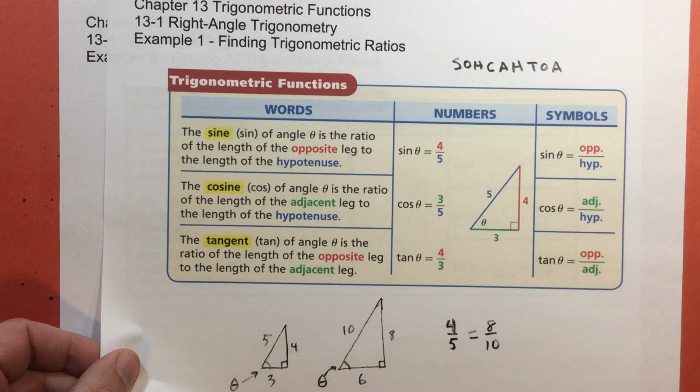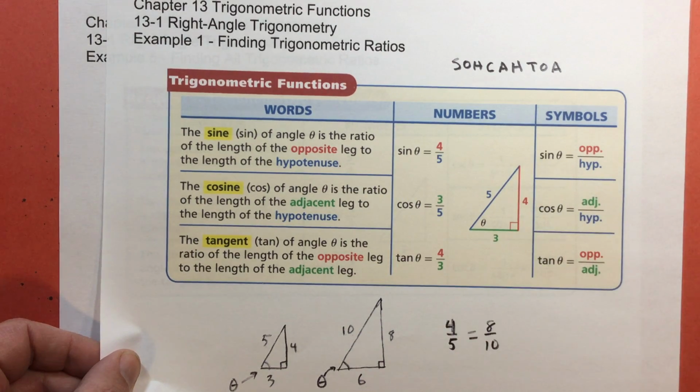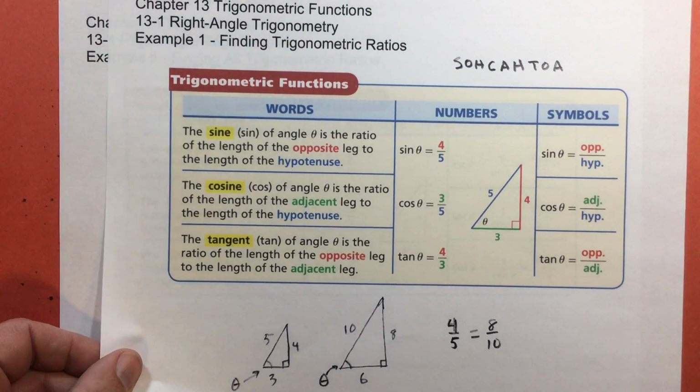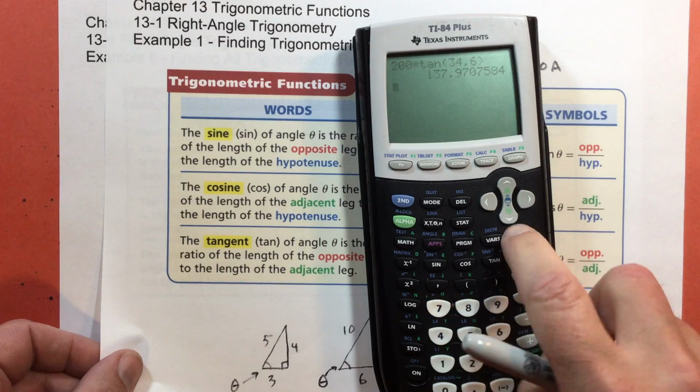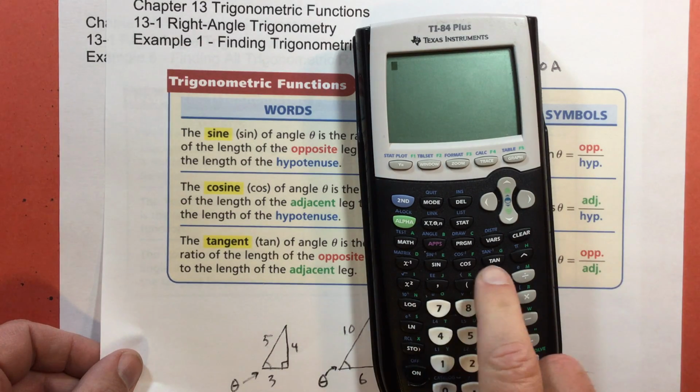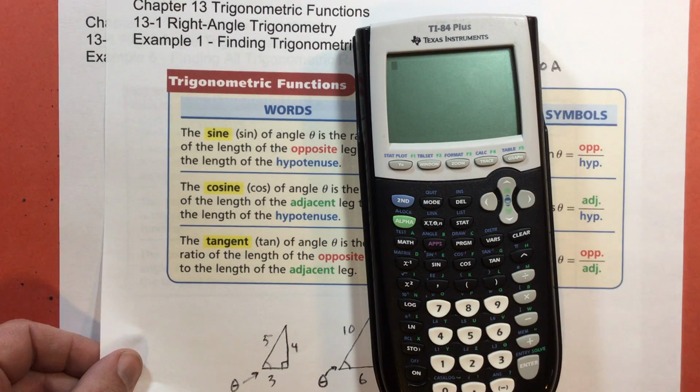There are 6 ways to make a ratio if I've got 3 sides. These are the first 3. So in this example, we're going to talk about the other 3. Now, if I show you my calculator here, I've got sine, cosine, tangent on my graphing calculator.